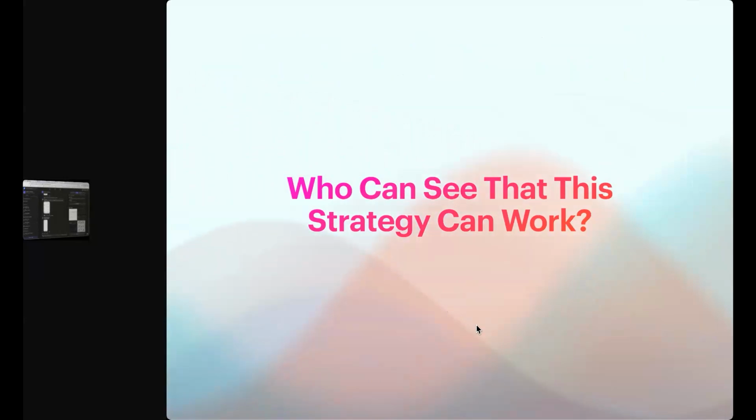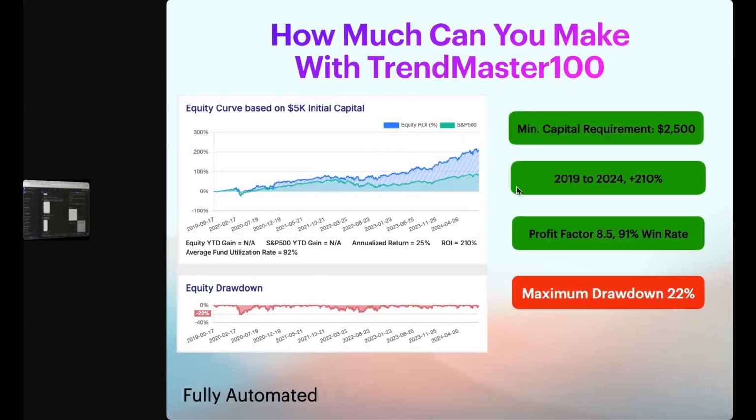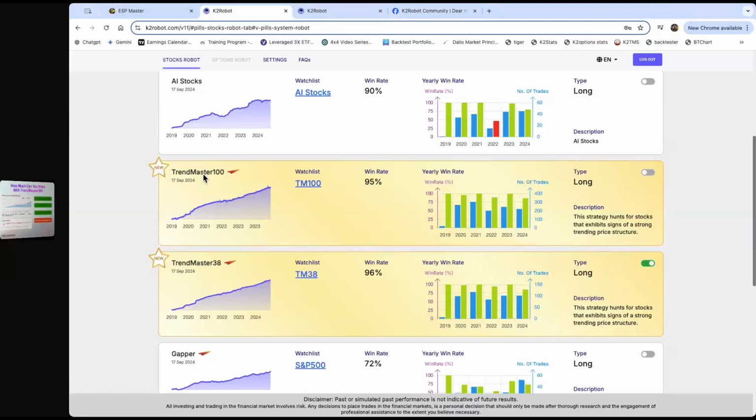Okay, so let's now go through the robots. Just now I was showing you all the screening, how it works. So let us introduce you to the robots. These are the stock robots that are available. Let me introduce you to two of them, the stars of the K2 platform, Trendmaster 100 and Trendmaster 38. These are the two most powerful strategies on the robot today that a lot of our members are benefiting from. Let us see why it is so good.